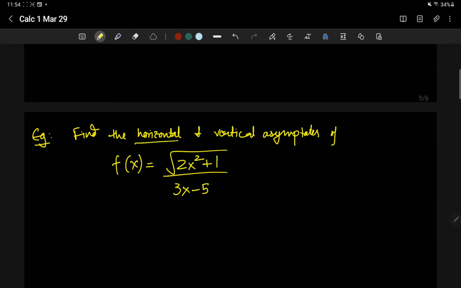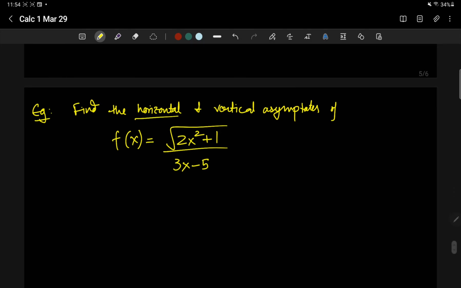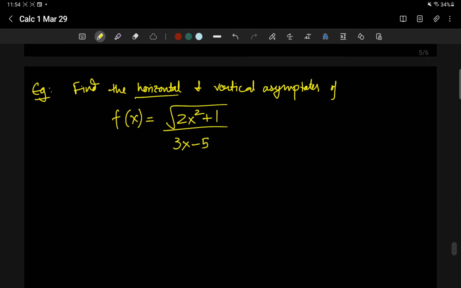Now I will be finding the horizontal asymptote. The vertical asymptote is a bonus question. If you are watching the video and you reach this point and you send me what the vertical asymptote of this function is as an email before our Thursday meeting, then you will get an extra point.